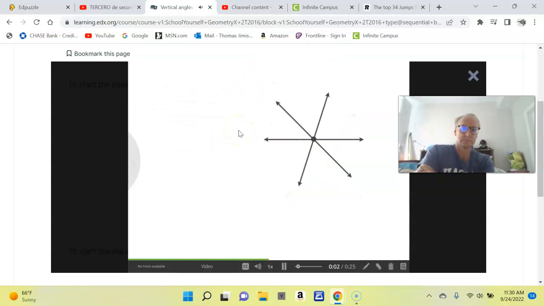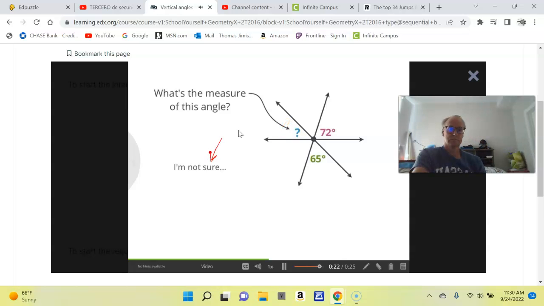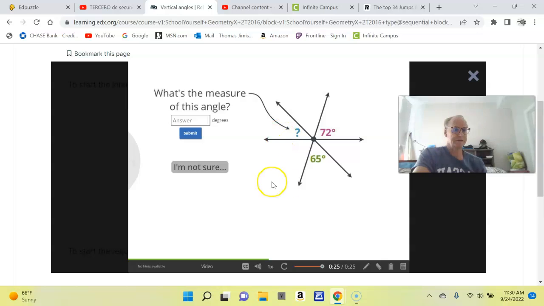Okay, so let's try another problem. Suppose you have three lines that all intersect at a single point. This angle has a measure of 72 degrees, while this angle has a measure of 65 degrees. So try using what you know about vertical angles to find the measure of this angle over here. If you get stuck, just click over here and we'll figure it out together. Okay, so write this down on your paper and try it out.